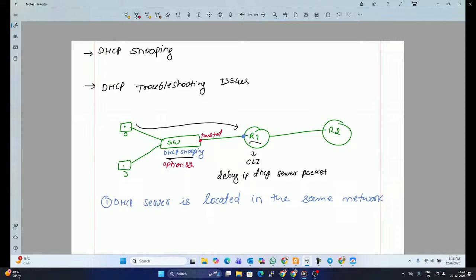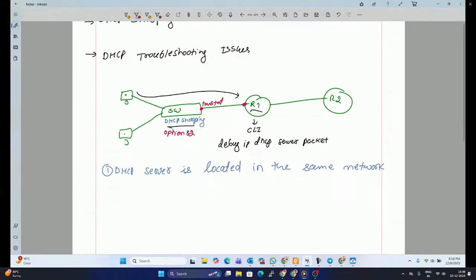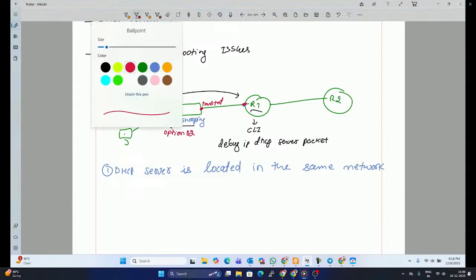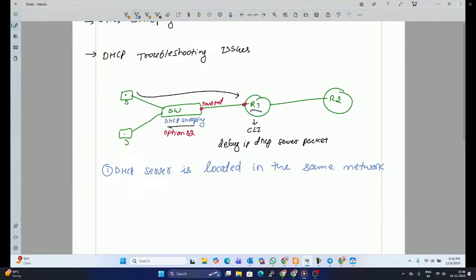If the DHCP server is located in a different network, then you remember there are two things we have to check. First, you have to make sure that the IP DHCP server or IP DHCP relay agent configuration is there. The command is different, but we have to make sure that the relay agent is configured.